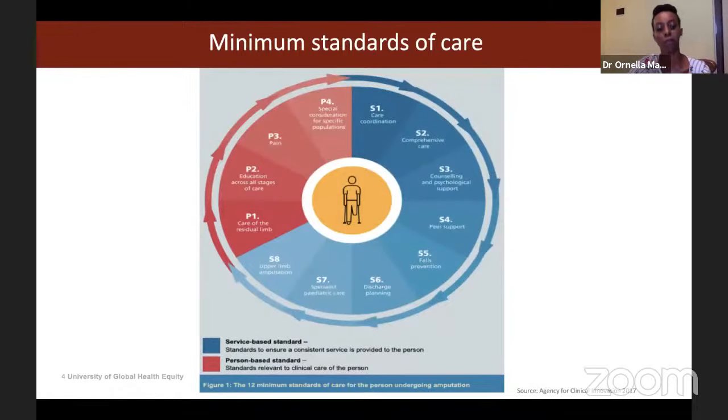So how is this going to be possible? This will be possible through, as my colleague and other speakers have mentioned, an interdisciplinary collaboration between all the people involved in the care of someone who underwent amputation. The Agency for Clinical Innovation developed this nice framework. It's the minimum standards of care. It shows us how we should provide comprehensive care from before the amputation surgery and throughout all stages of healthcare of someone who is going to be amputated.